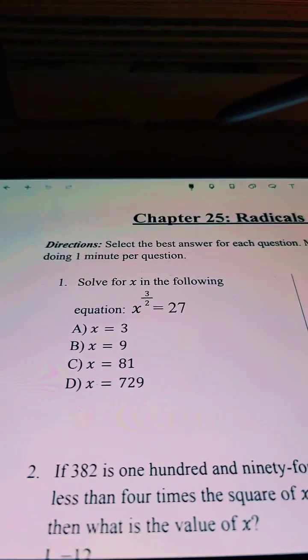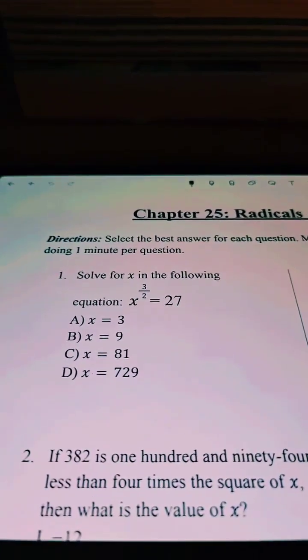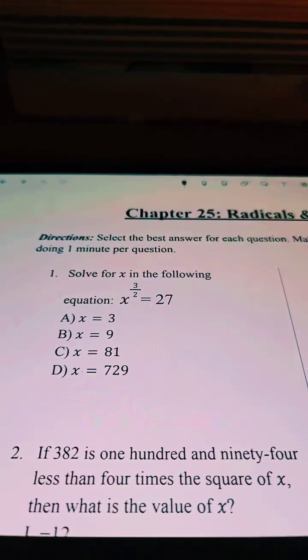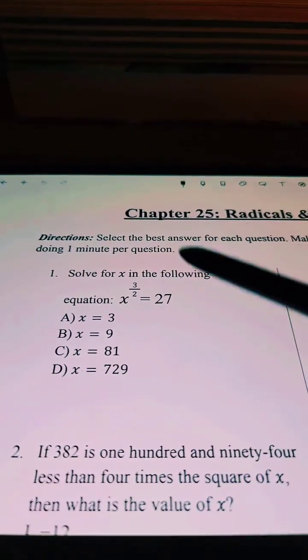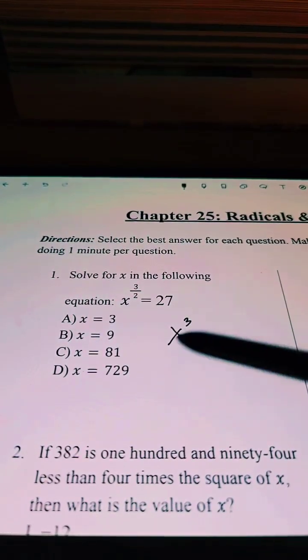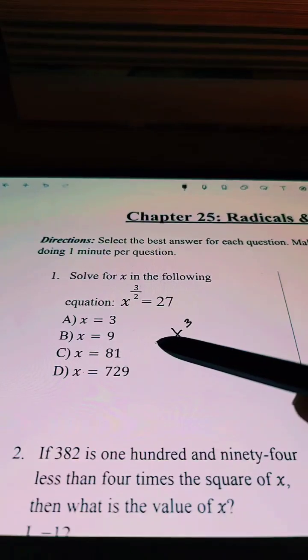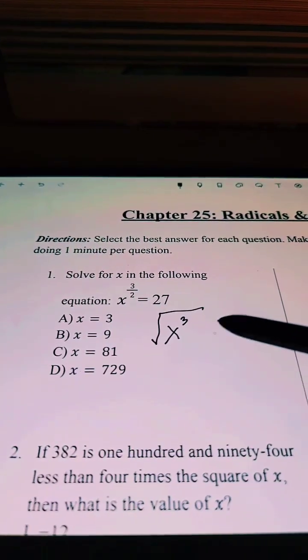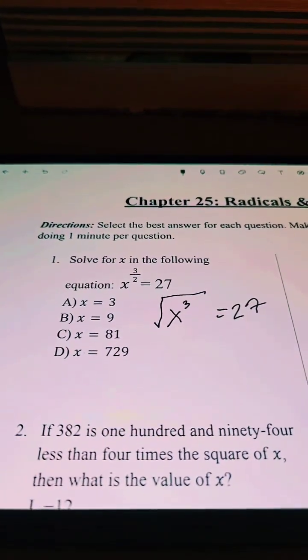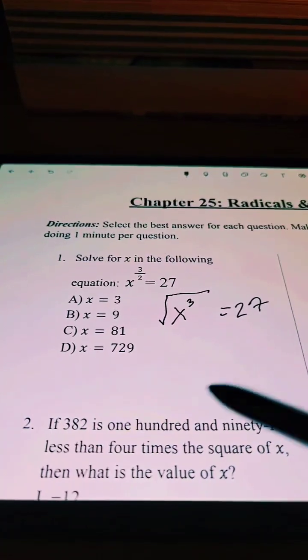So let's start with number 1. It says solve for x in the following equation. Remember, when you have a fraction as an exponent, the top number tells you what you're raising the base to, the x^3 basically, and the bottom number tells you what kind of radical you have, so you have a square root. And that needs to equal 27. So basically, what number cubed and then square rooted equals 27?